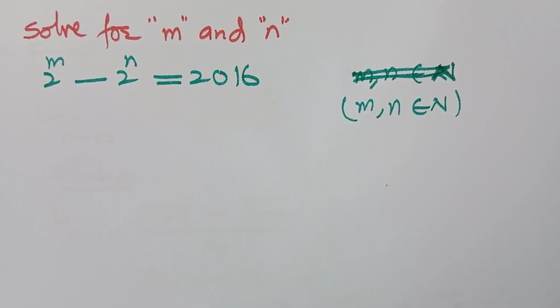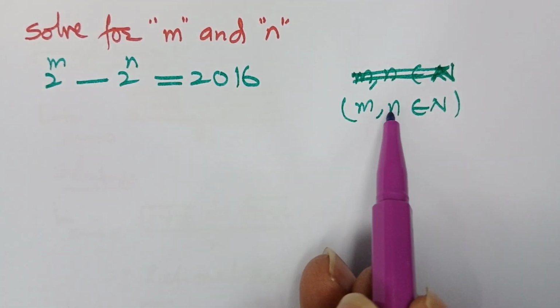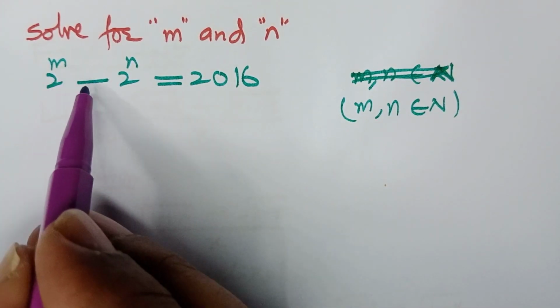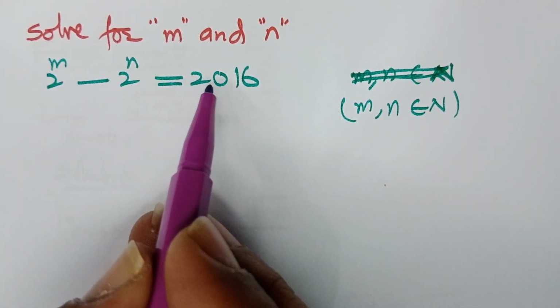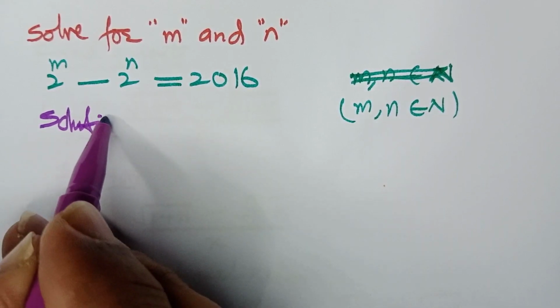Math 11. Today we are going to solve for m and n, where m and n belong to natural numbers: 2 power m minus 2 power n is equal to 2016. First of all, we have to write the solution.